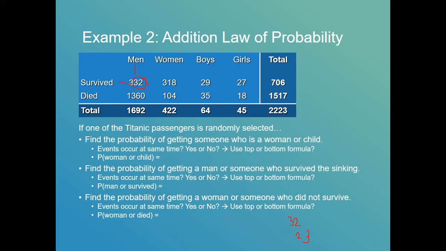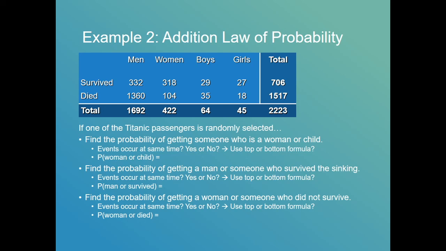So now we want to look at the probability of getting a woman or someone who did not survive. So here we want to look again at can these events occur at the same time? Yes, you could be a woman in this sample and you could have survived, or you could have not survived, rather. So again, we want to use that bottom formula. So what are we going to use? What values are we going to use?